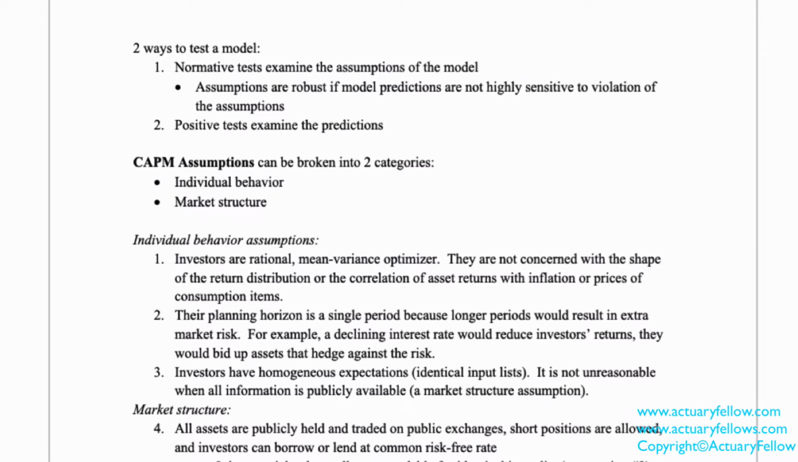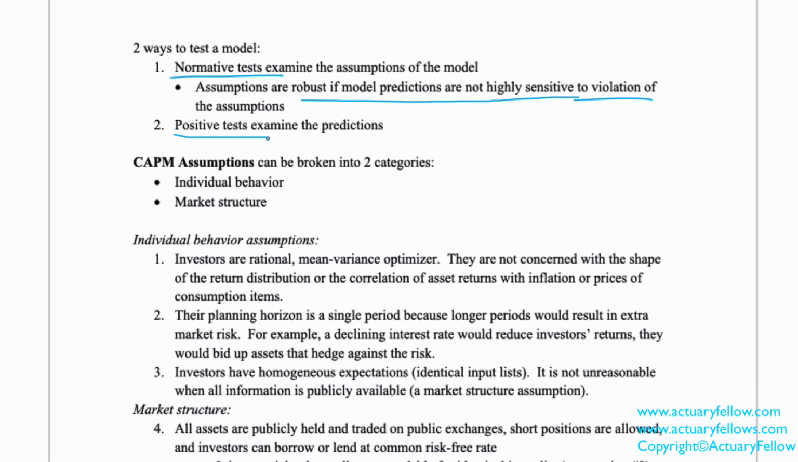There are two ways to test a model. The first way is a normative test that's based on the model assumptions. Assumptions are robust if model predictions are not highly sensitive to violation of the assumptions. The second way is a positive test based on model predictions. Now let's look at the CAPM assumptions first.